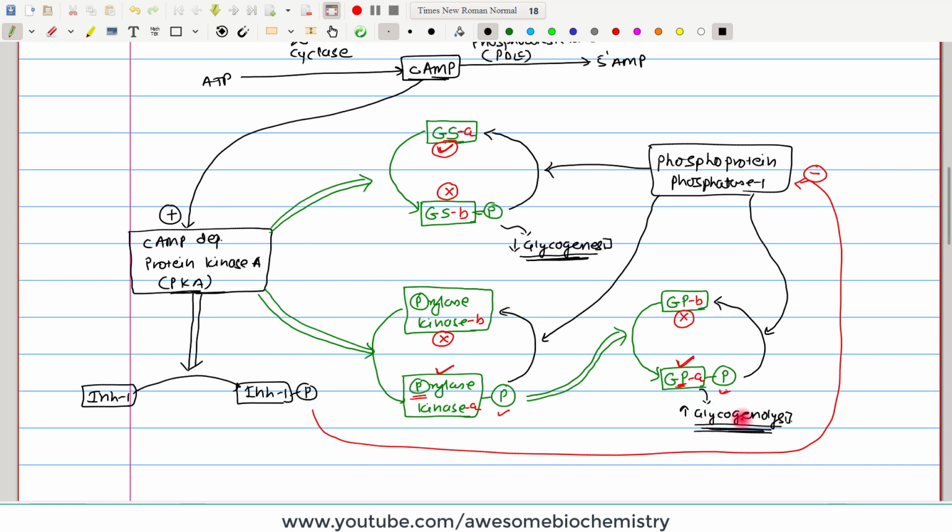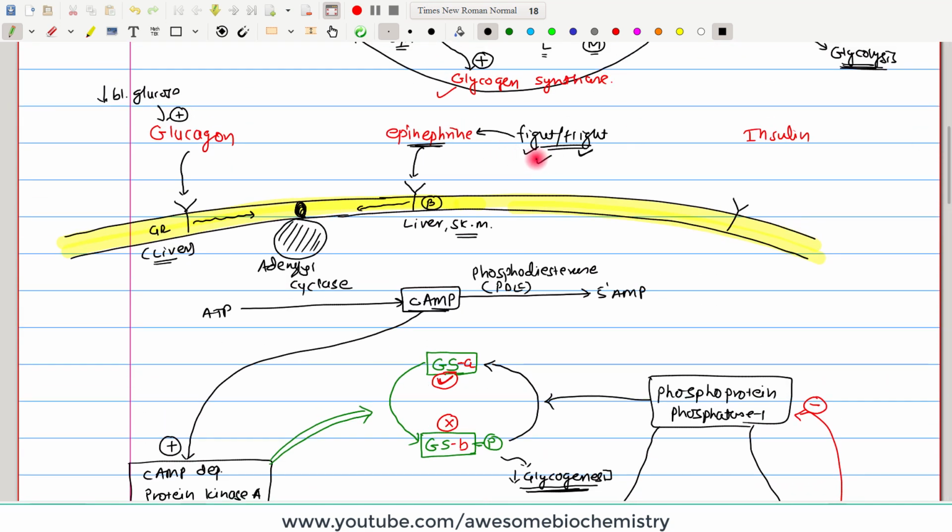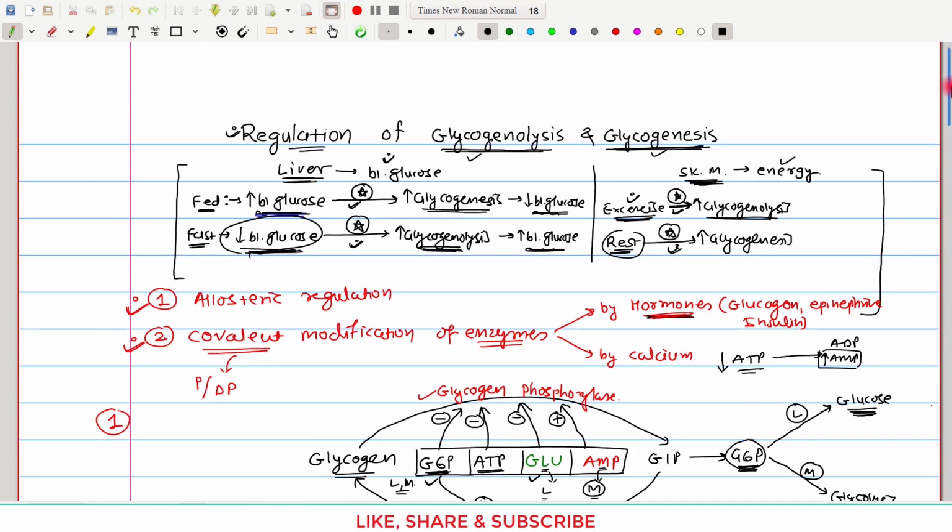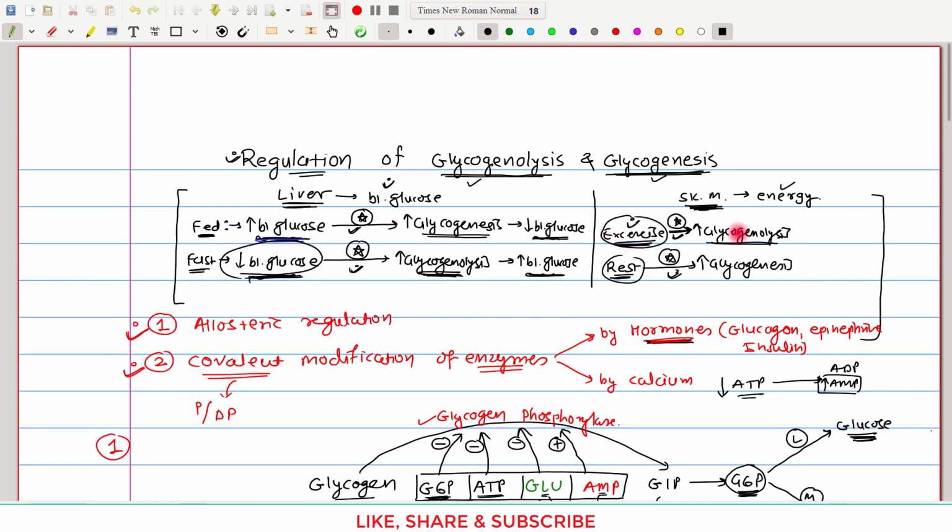So by increasing glycogenolysis, what will happen? Glycogen will be broken down to glucose 6-phosphate, and this glucose 6-phosphate undergoes glycolysis in the skeletal muscle, which will provide energy for skeletal muscle contraction during the fight or flight response. So here we understand both these minute details from this bigger picture.